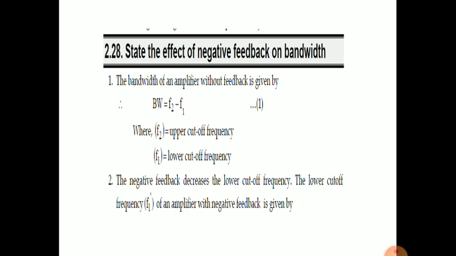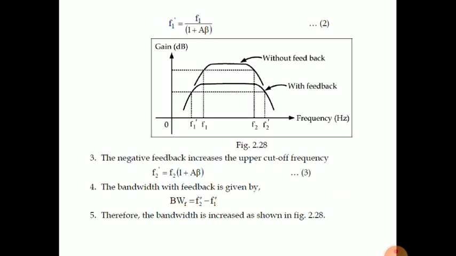When we apply negative feedback, the negative feedback decreases the lower cutoff frequency. The lower cutoff frequency of an amplifier with feedback is given by F1 dash is equal to F1 by 1 plus A beta. The negative feedback increases the upper cutoff frequency to the value F2 dash. F2 dash is equal to F2 into 1 plus A beta. So F2 dash increases compared to F2 and F1 dash decreases compared to F1.